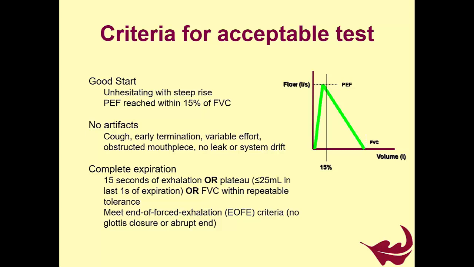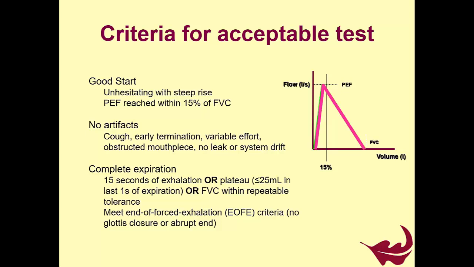So that would then make sure that the measurements, the evaluations that we do on this downward curve are not influenced by a hesitant start. During this downward curve, there must be no artifacts. So we look at cough, early termination, variable efforts, and so forth, an obstructed mouthpiece, no leak or system drifts, and then to make sure that there's complete exhalation.